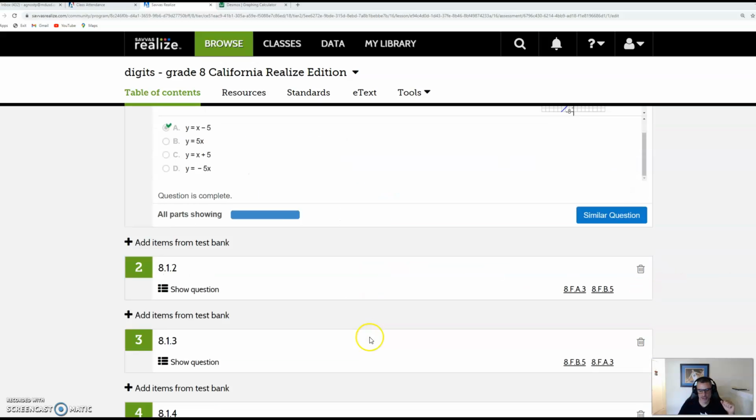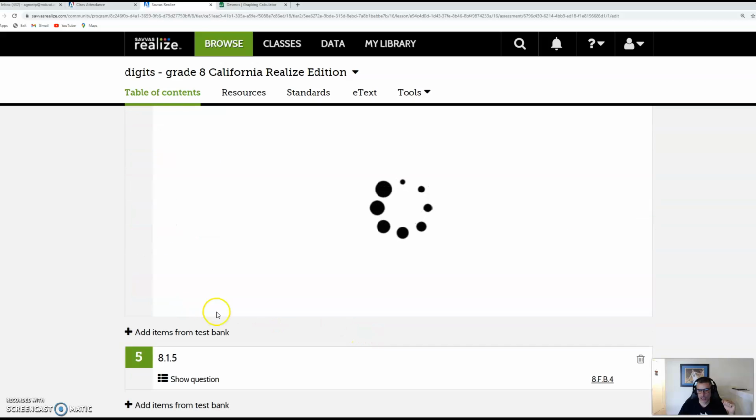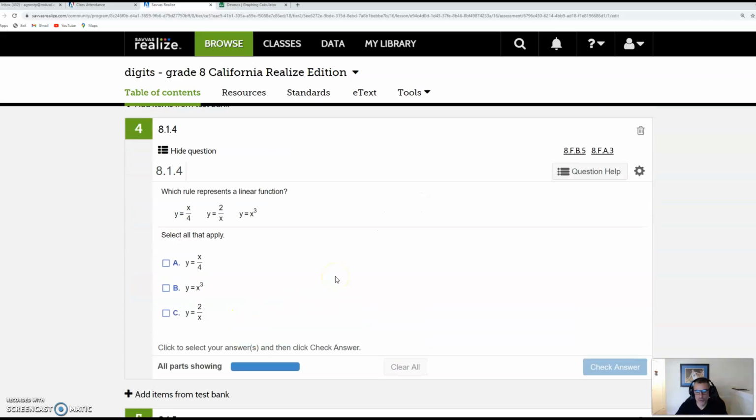All right, I'm going to skip ahead to question 4. Which rules represent a linear function? In other words, which equations represent a linear function? So not all equations create graphs that are a perfectly straight line. And again, I showed you some of these in class that make all kinds of weird things happen, curves and wiggles and whatnot. So if I'm given a bunch of equations, how can I tell which ones are linear?